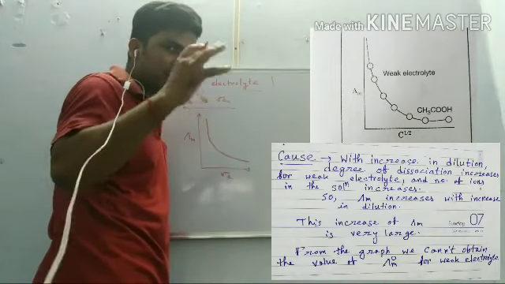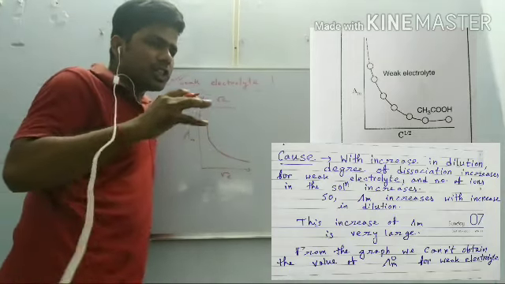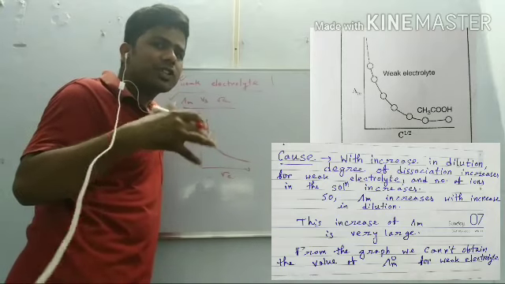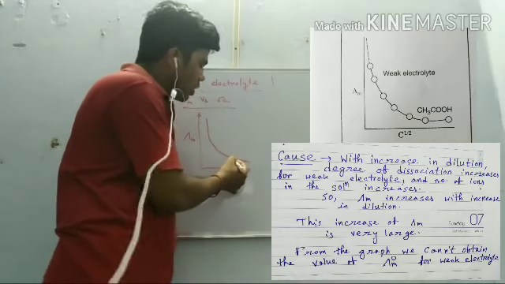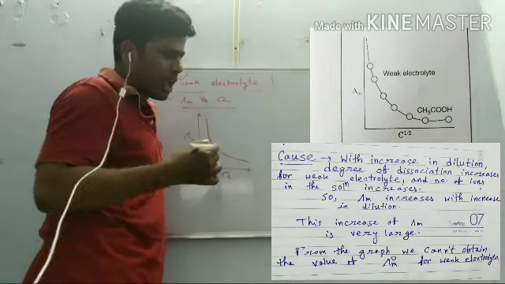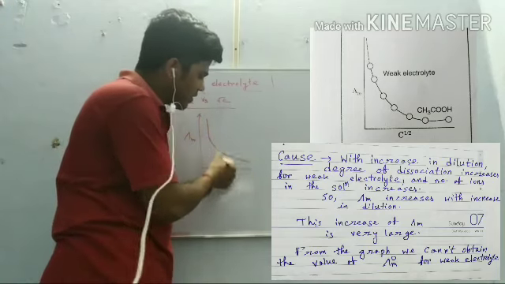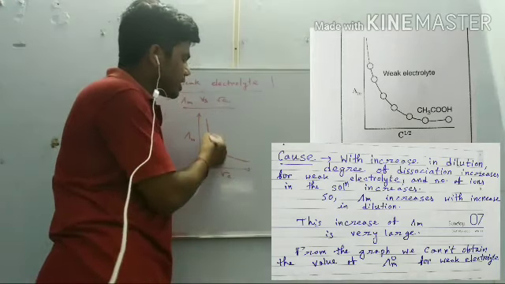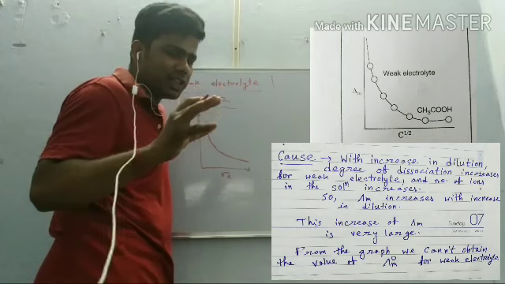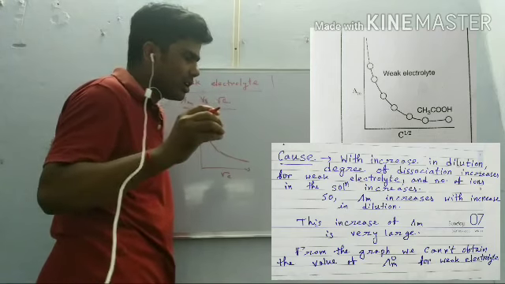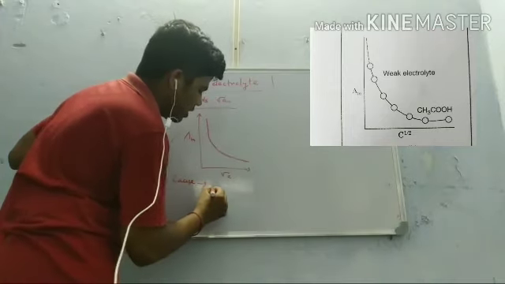We have already learned in class 11, according to Ostwald's dilution law, that for a weak electrolyte, with decreasing concentration or dilution, the degree of dissociation increases. So the number of ions in the solution increases, so molar conductivity also increases. With dilution, the degree of dissociation increases rapidly, so the number of ions increases rapidly, and molar conductivity also increases rapidly. But from this graph, we cannot determine the limiting molar conductivity, that is, molar conductivity at infinite dilution for a weak electrolyte.